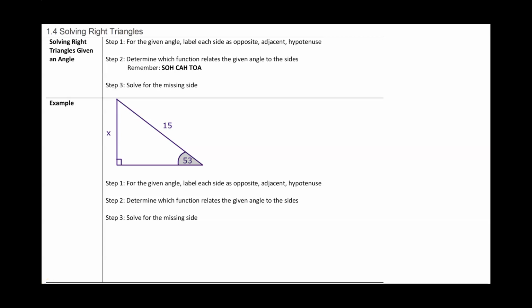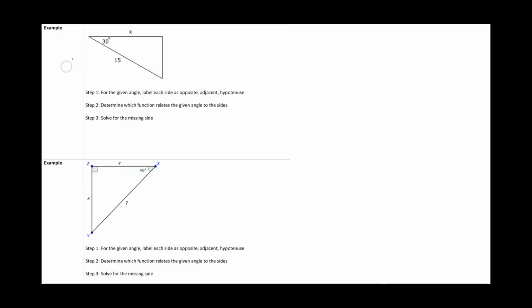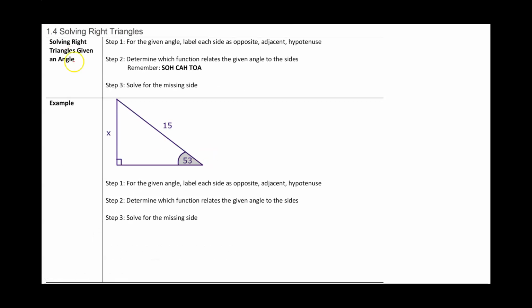In section 1.4, we will talk about solving right triangles. The first case is solving right triangles given an angle. Here are the steps. Step one, for the given angle, label each side as opposite, adjacent, hypotenuse. This is super important. Make sure you label each side. Then remember that sine relates opposite over hypotenuse, cosine relates adjacent over hypotenuse, and tangent relates opposite over adjacent. Then solve for the missing side.